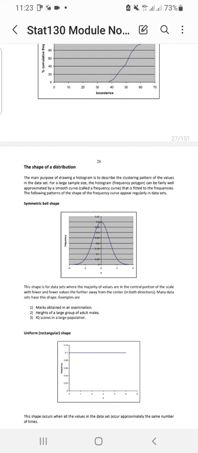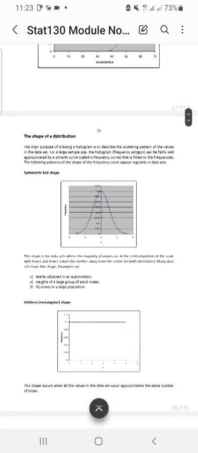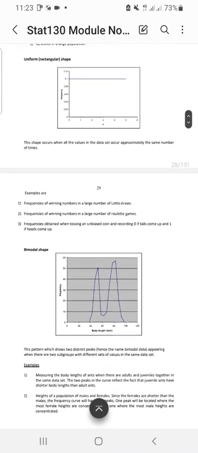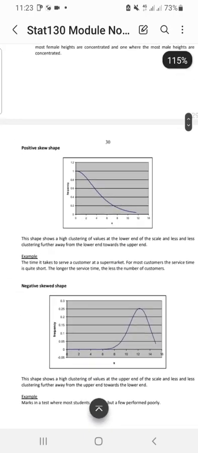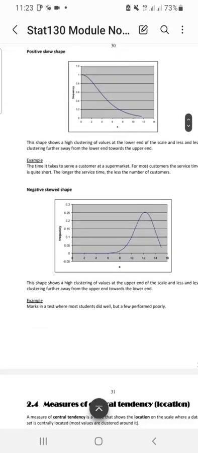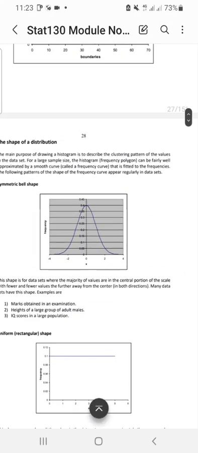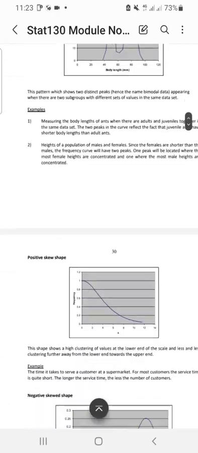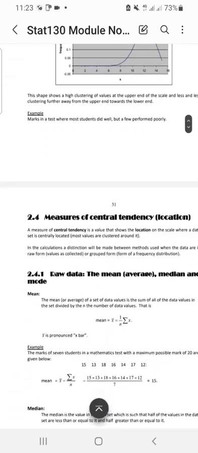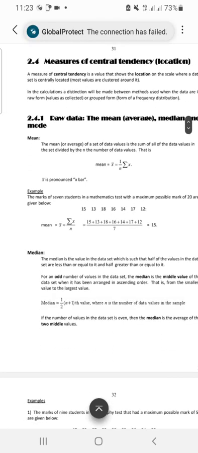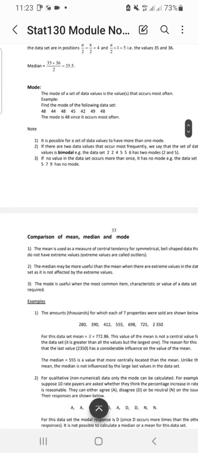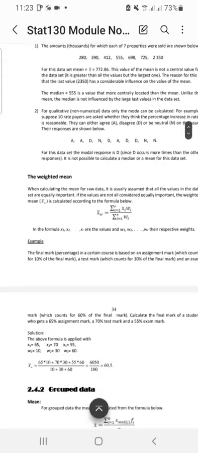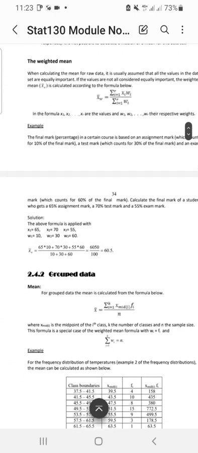Now, symmetric bell shape is your normal type of distribution. Then you get your uniform, bimodal, positive skew shape, negative skew shape. But the most common is a normal distribution, which is this one here, bell shape. Then you must know your measures of central tendency. Simple, your mean, how to calculate mean, median, mode, on normal numbers. All this is calculator work. Then your weighted mean, know how to calculate that.